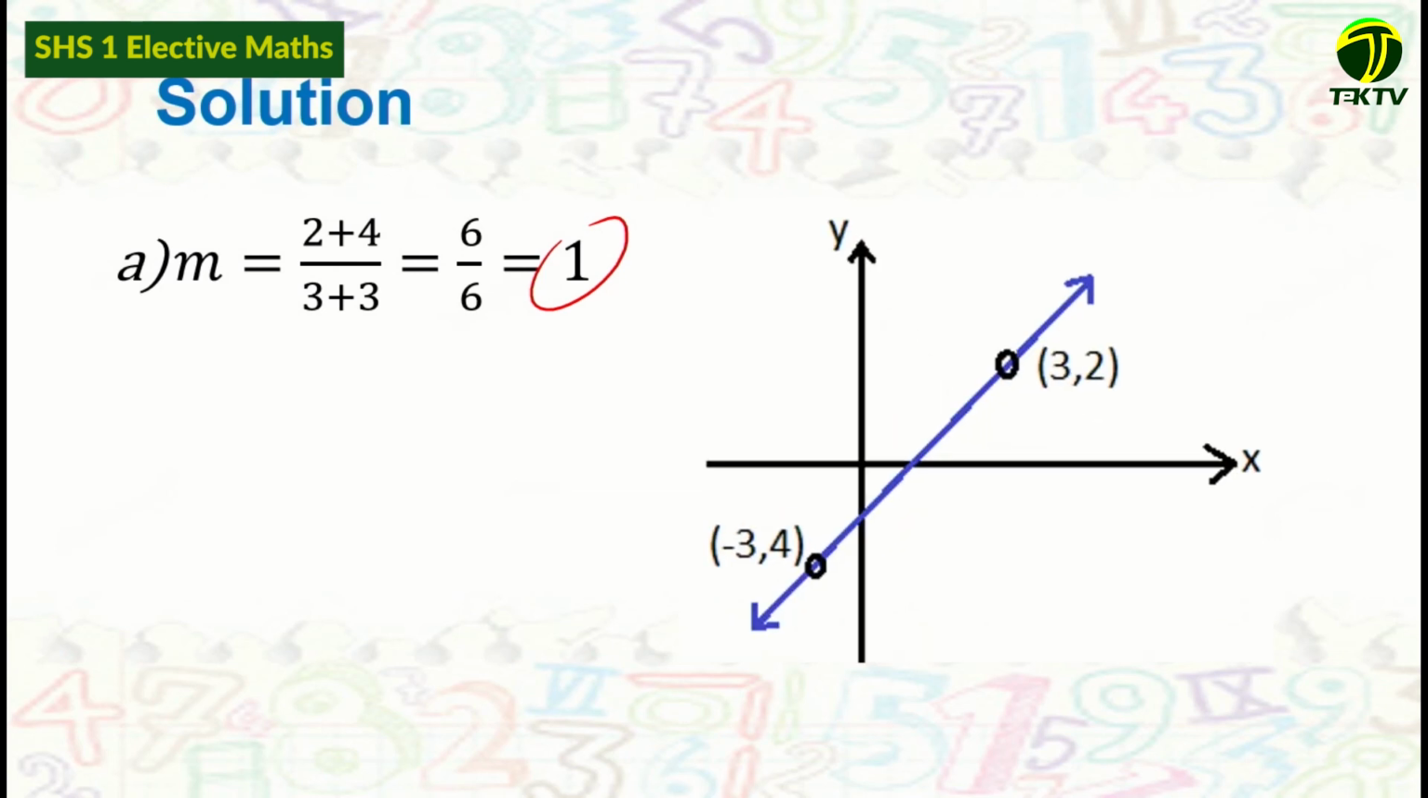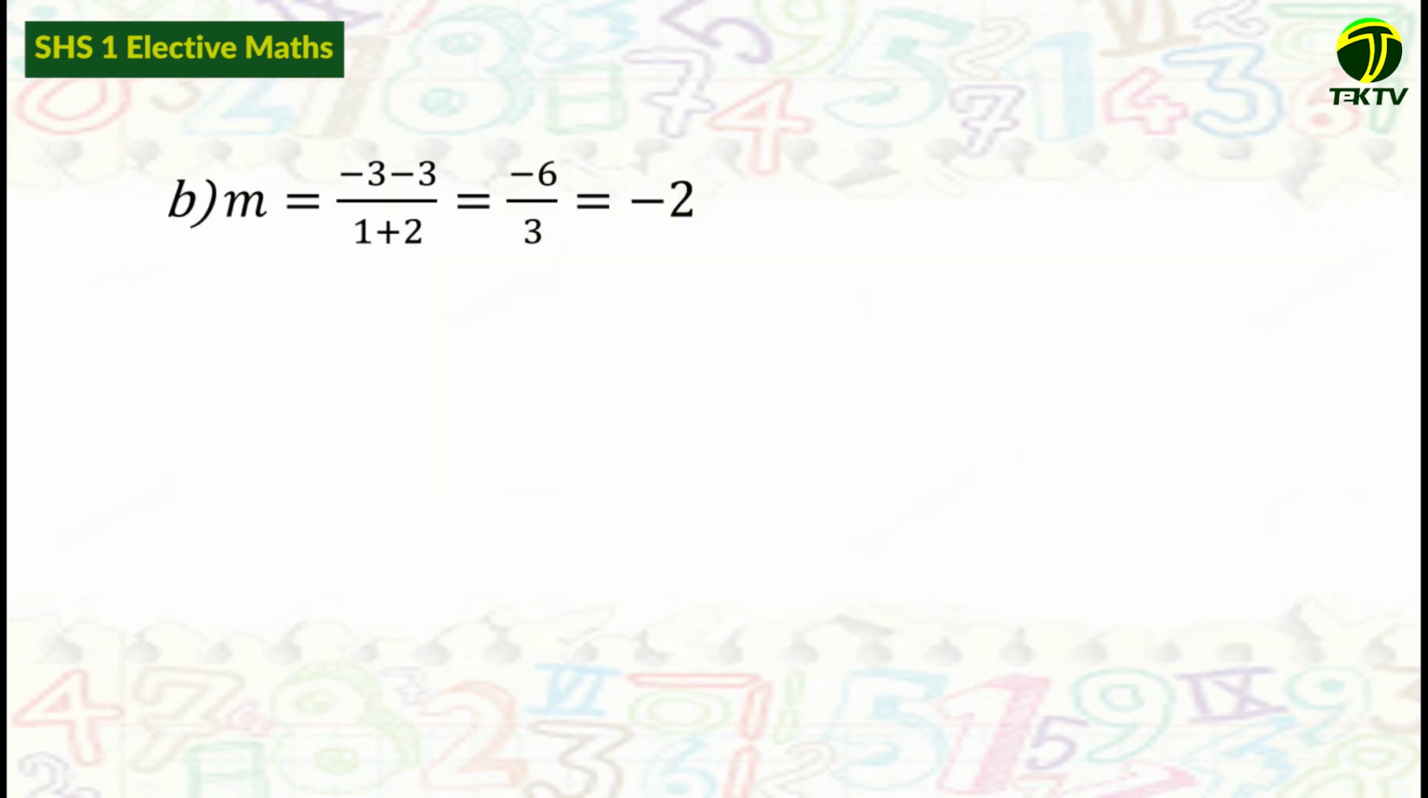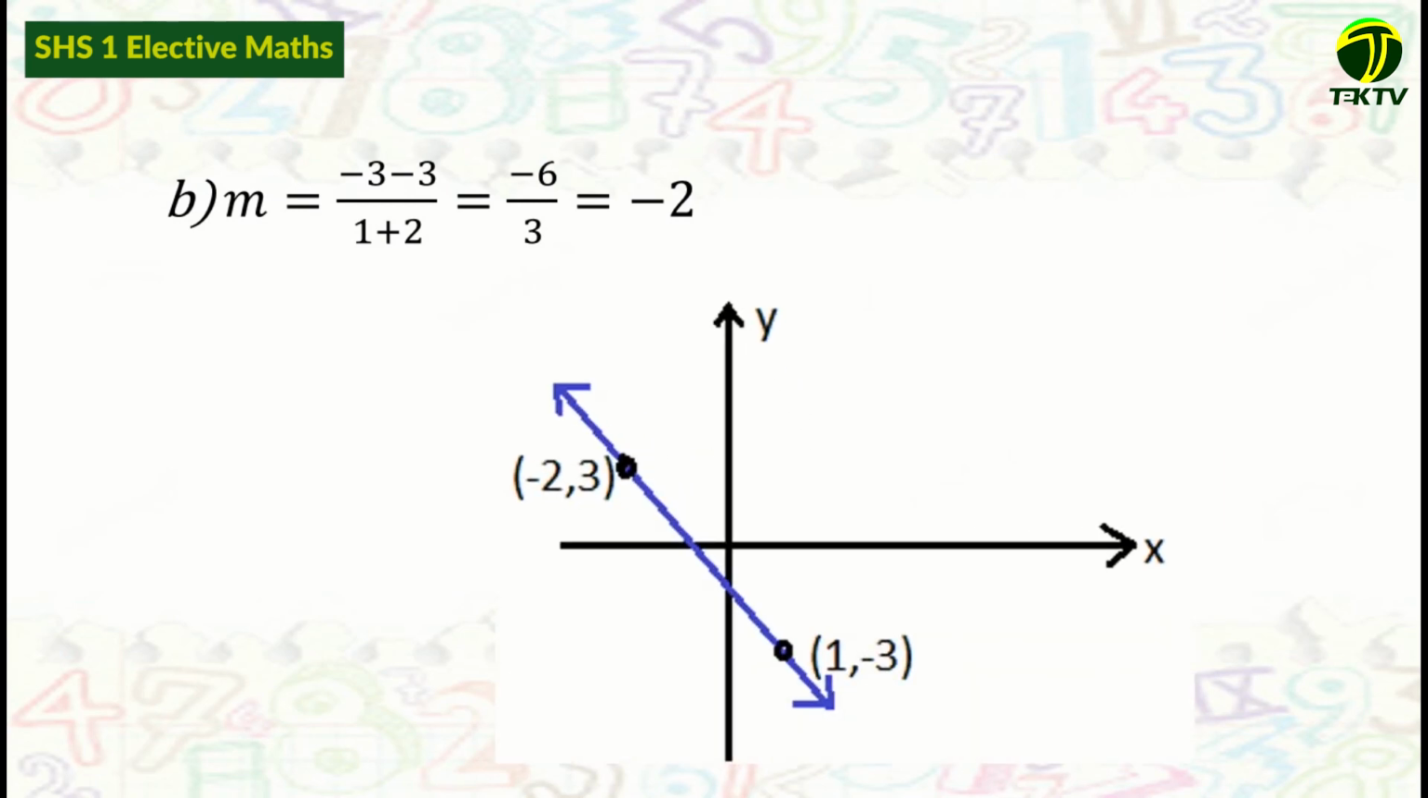And that of the B, you can see the sketch there. So the points are (3, 2) and then (-3, -4). It should be -4, not +4. Good. And then for the B part 2, you have it there. The points are (-2, 3) and then (1, -3).